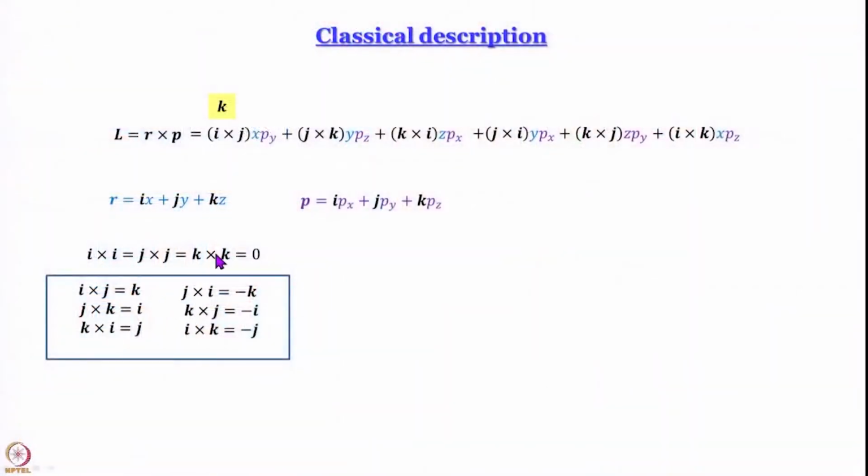The first term we have is i cross j, instead of i cross j we will write k. Second one is j cross k. What is j cross k? j cross k is obviously i. It is very simple, you just write the third one.